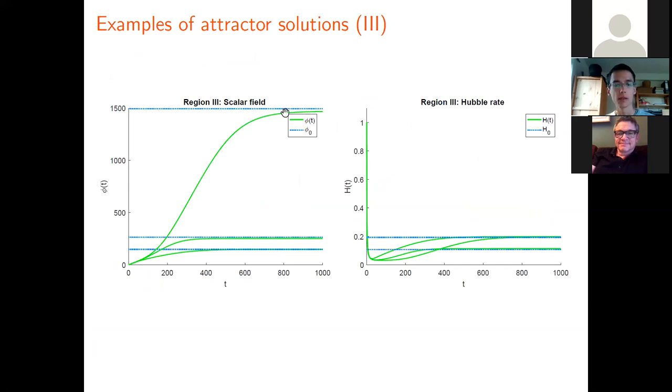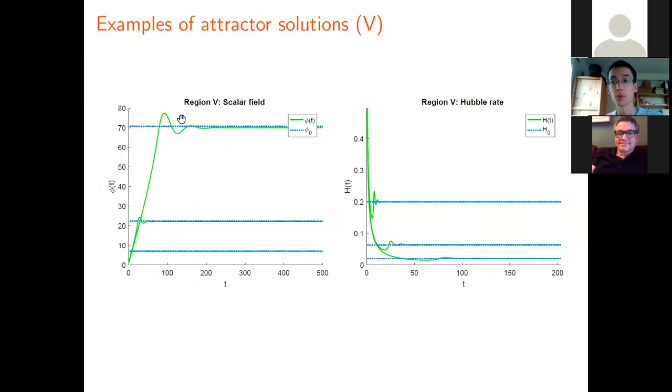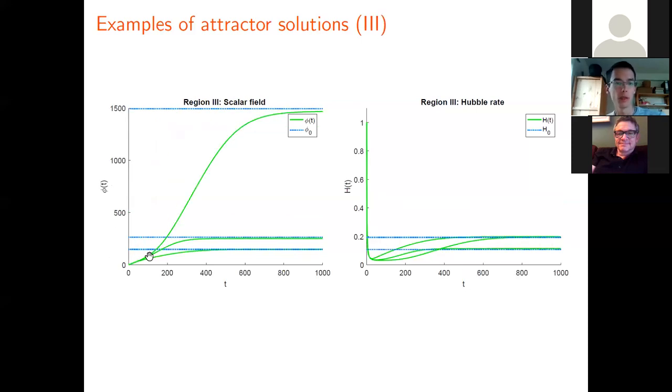These dashed blue lines are the attractor values, and you see how the field and the Hubble expansion rate approach that value. The three different lines are for three choices of parameters. This is in region three of the parameter space; there are five regions. Depending on the region in parameter space, you can have various approaches to these attractor solutions. In particular, in that region you see that the approach is oscillatory, while in region 3 it's rather smooth, monotonic. So this may lead to different physics, although I haven't thought about it much, but it's maybe nice to keep in mind.